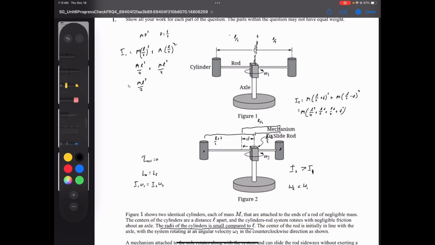Okay, so that's the moment of inertia of the left cylinder. For the right cylinder, we have the same expression, except now it's minus d. So it's m times L squared over 4 plus, whoops, almost made a mistake, minus, because it's L over 2 minus d.